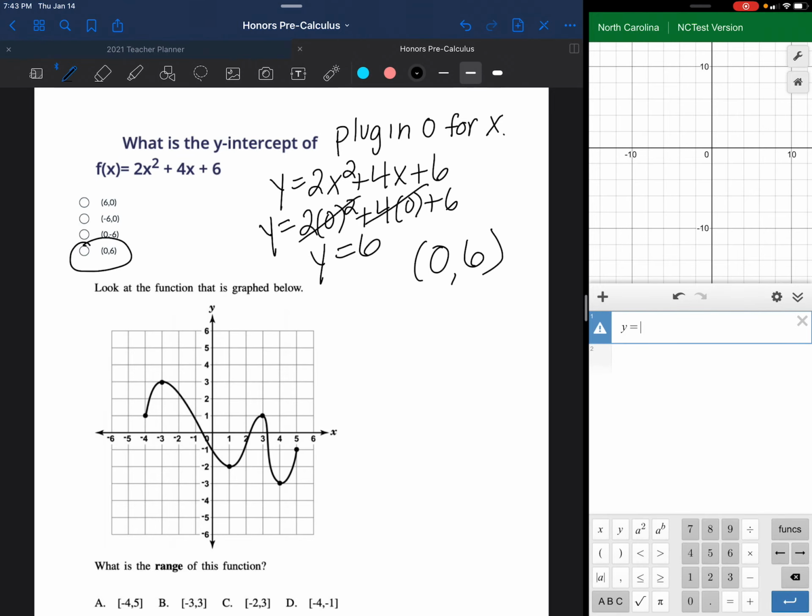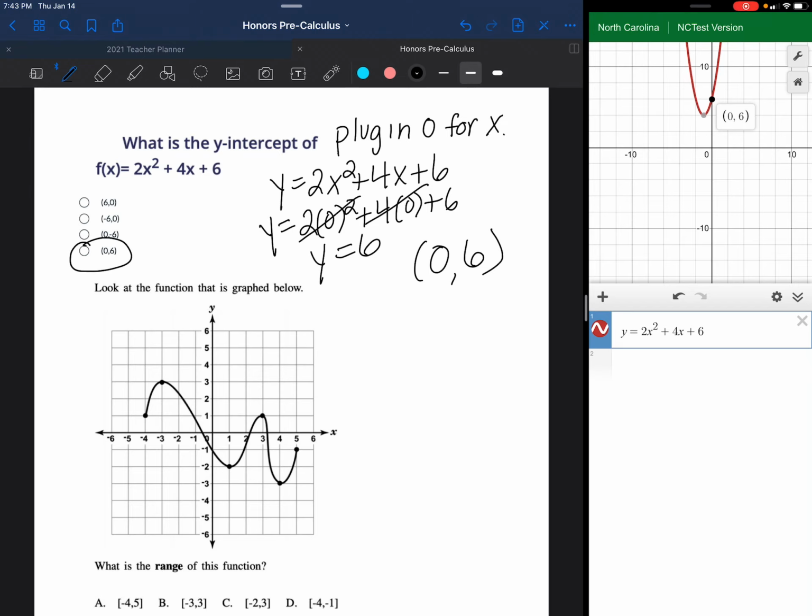Or I can go to Desmos and I can put in my equation. So y equals 2x squared plus 4x plus 6. And I find where it crosses the y-axis and just click the point.